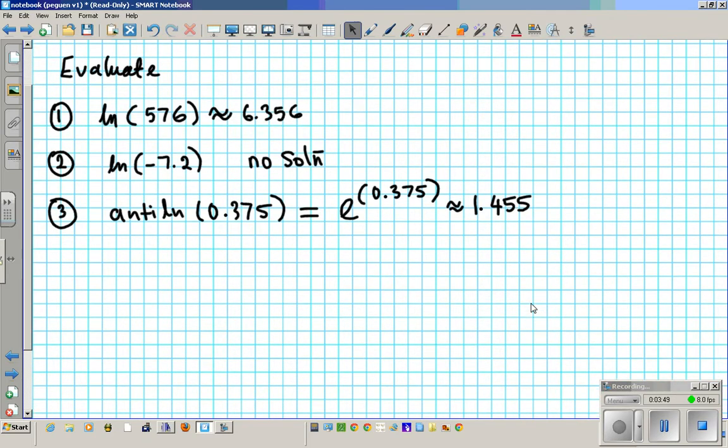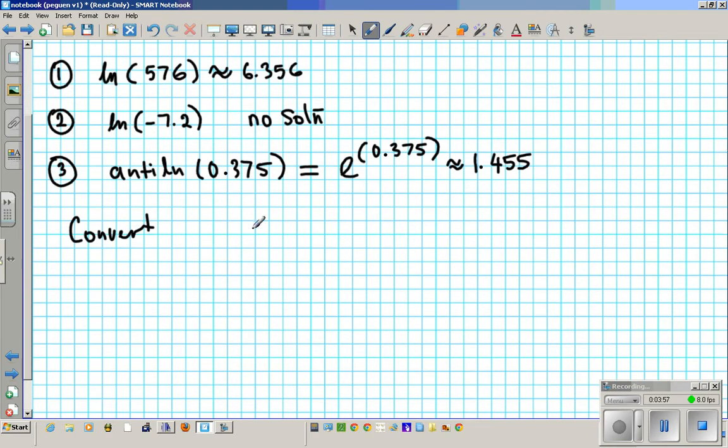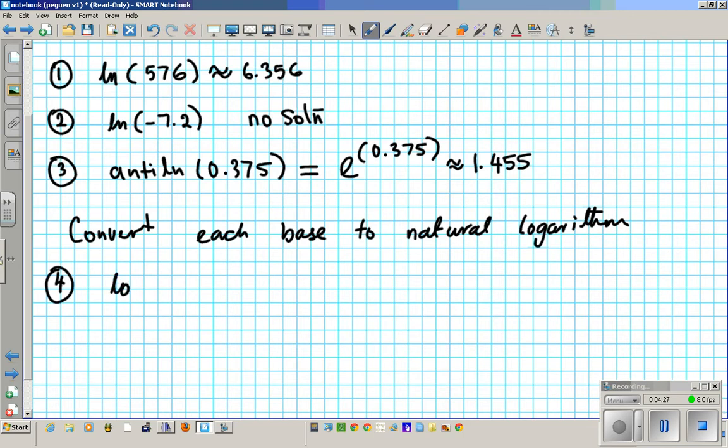Let's move on to conversion. We're going to convert each base to natural logarithm. Number 4, we have log base 3 of 7. This one is simply ln of the number divided by the natural logarithm of the base, which is 3. Remember, there's an imaginary e right here. You don't write it, you just write it like this. That's good enough. That's the change of base formula.